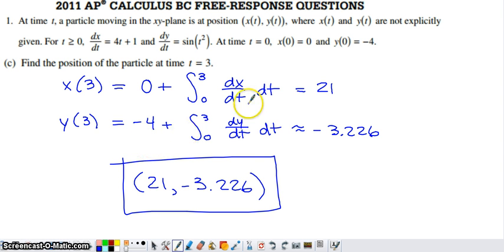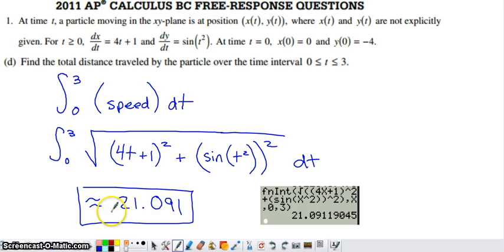Similarly, for the y coordinate, we're going to take the initial y value, which is -4, and we're going to add on to that how much the y coordinate of the object has changed between these two times by integrating the rate of change of the y coordinate of the object. And that's, again, something you can toss right into the calculator, and you get an answer of -3.226. So this would be the position of the object within the plane at t equals 3.